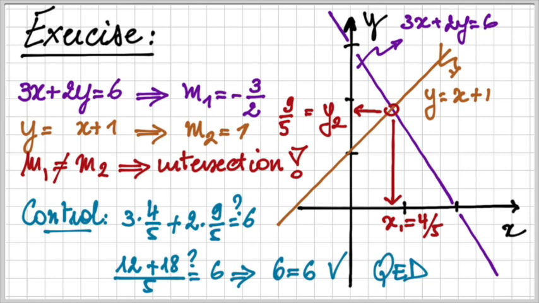So that was it for this video. We finished the hybrid problem. So we are mixing the basic equation or the standard equation with the point-slope equation. And we found, again, a way to calculate the intersection.